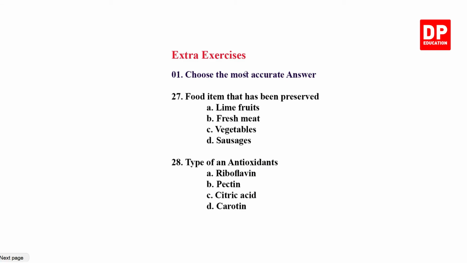A food item that has been preserved. Lime fruits. It's not mentioning whether the lime fruit is being pickled or fresh, so therefore we can't get an exact idea. So I'll keep it like this.